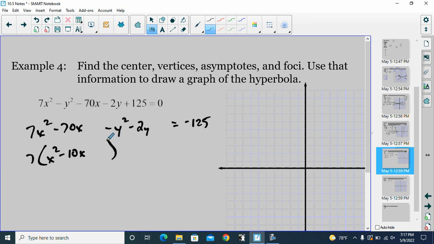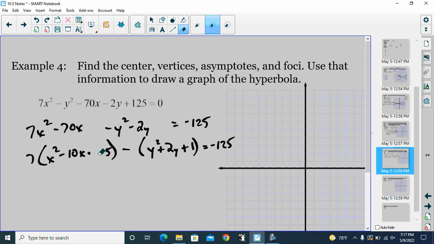That completing the square rule only works if our a is 1. Here a is -1. We do need to factor out a -1. Complete the square. Distribute 7 times, not 125, 7 times 25. 7 times 25 gives me 175.